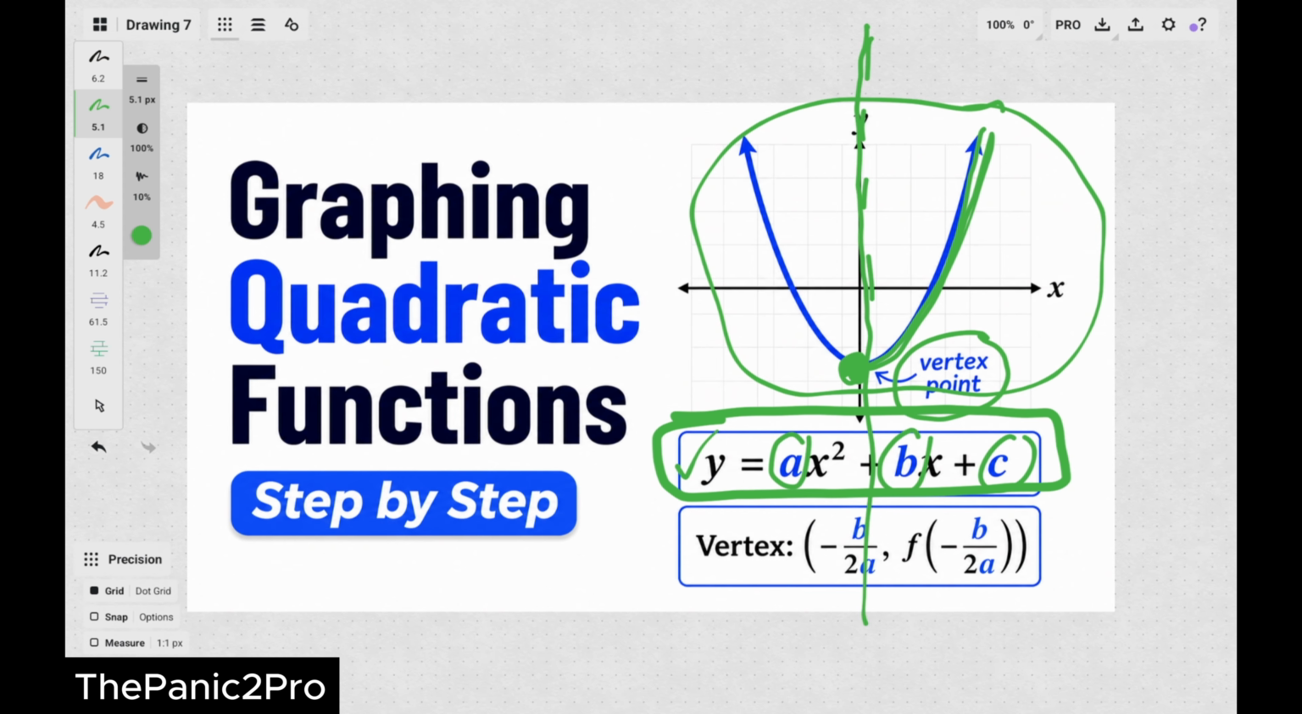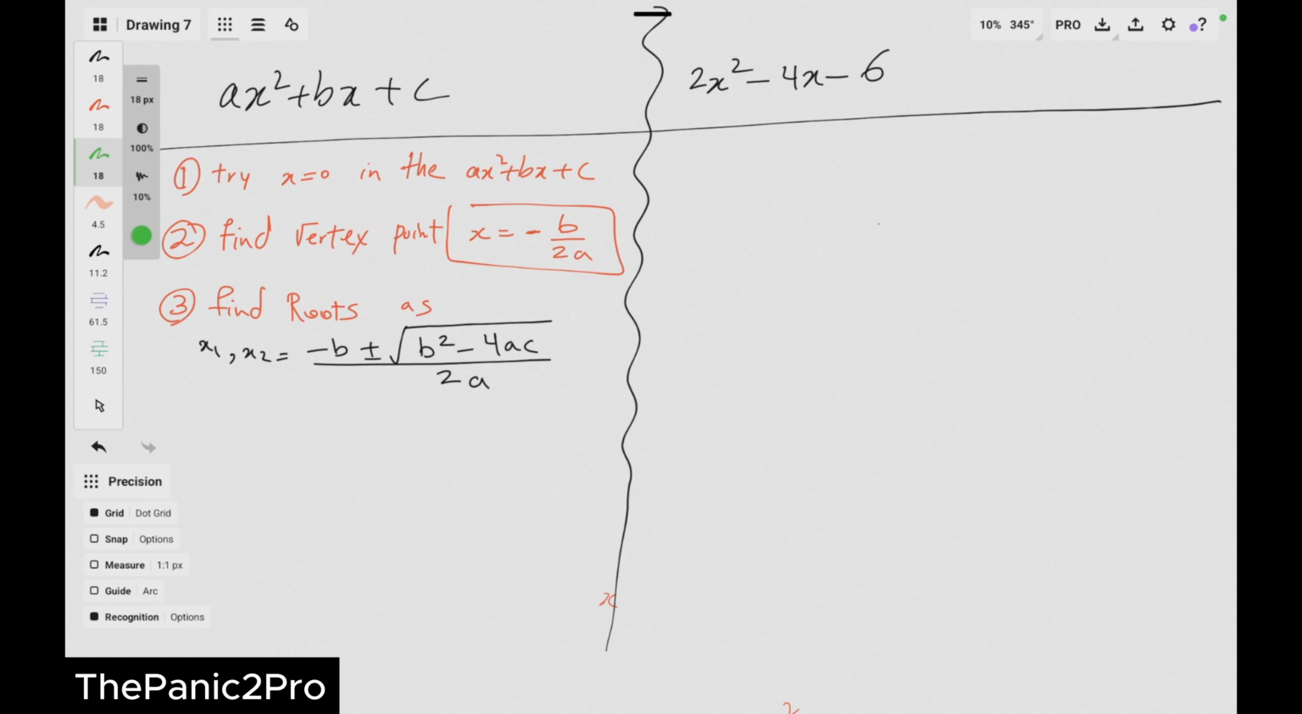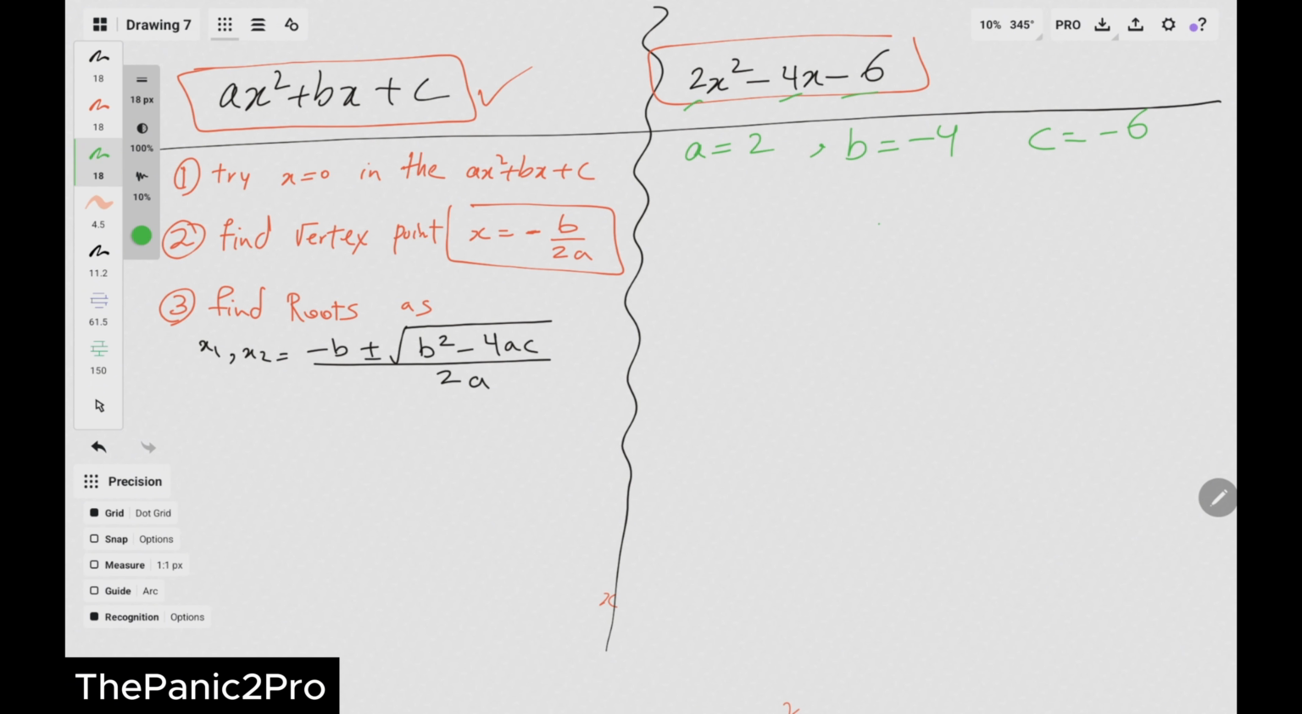And let's go into the real example and see how we can graph a quadratic function using a, b, and c as real numbers. Okay, right now I have my general quadratic format as ax² + bx + c here. And on the right-hand side, I have my example, and I'm going to compare these coefficients to find my a, b, and c. a is 2, b is -4, and c is -6. Just going apple to apple comparison.